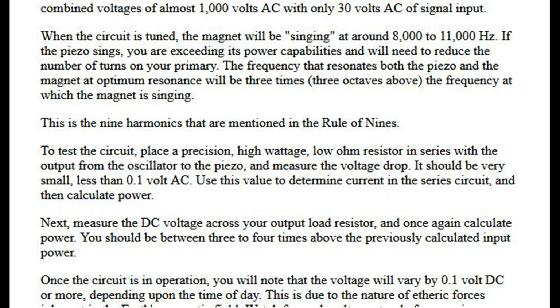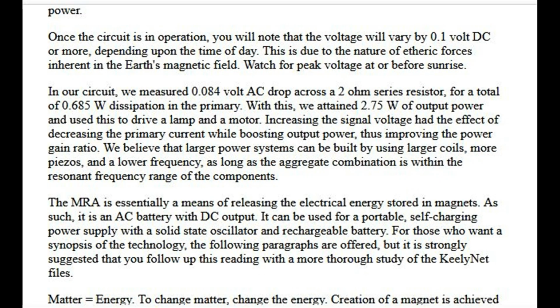Once the circuit is in operation, you will note that the voltage will vary by 0.1 volt DC or more, depending upon the time of day. This is due to the nature of etheric forces inherent in the Earth's magnetic field. Watch for peak voltage at or before sunrise. In our circuit, we measured 0.084 volt AC drop across a 2 ohm series resistor, for a total of 0.685 watts dissipation in the primary. With this, we attained 2.75 watts of output power and used this to drive a lamp and a motor.